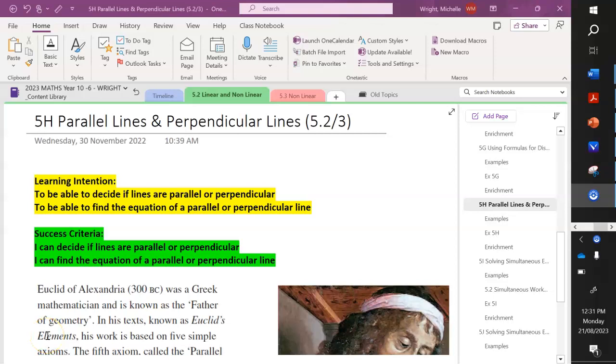Okay, hi Year 10. So this video is for the 5.2 level and we're going to have a look today at 5H parallel lines and perpendicular lines.